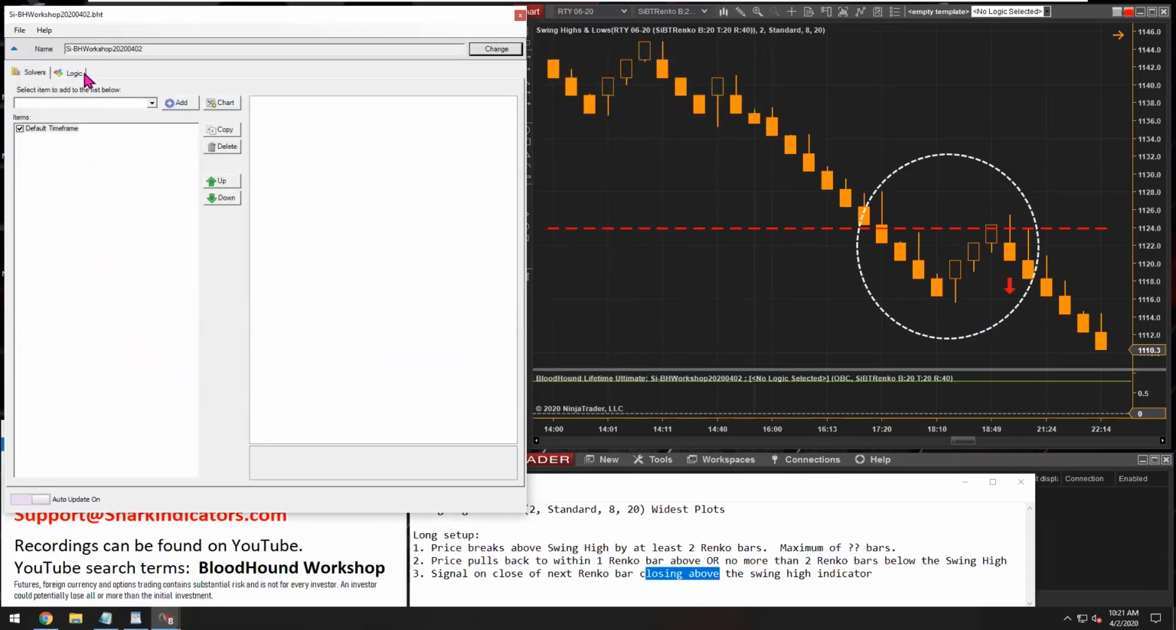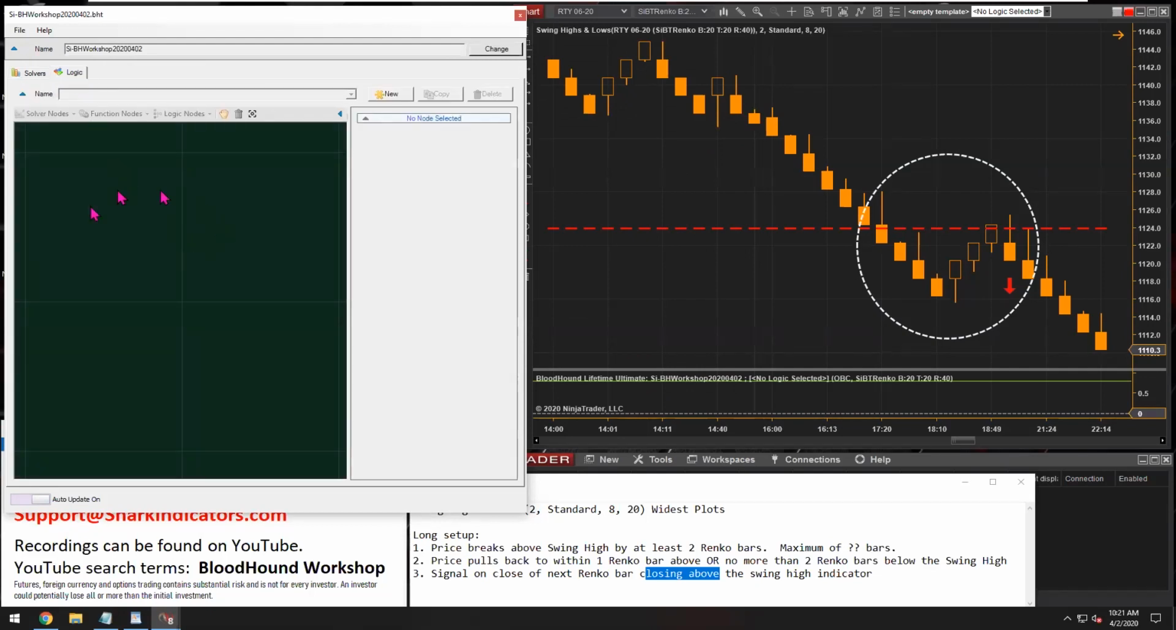And I'm going to switch over to the logic tab here so we can start working on the logic board. Let's hit the new button. That creates a new logic template for us. And we need to give this some kind of a name here. All right, there we go. We'll just call it something like that. So basically this is a Renko bar swing line break, or let's say break with a pullback. There you go, a little more complete name there.